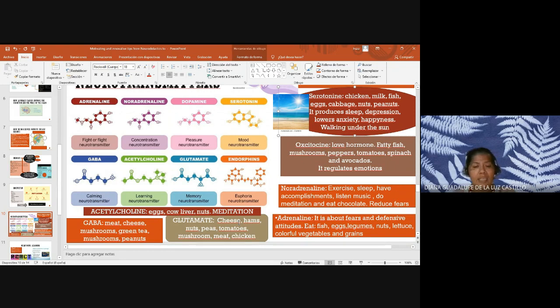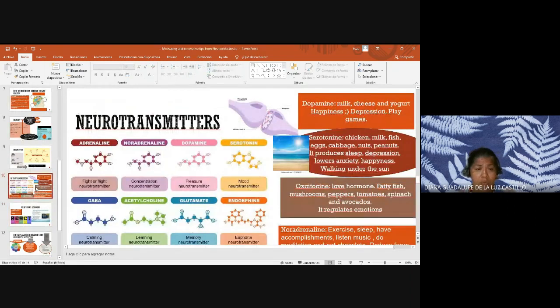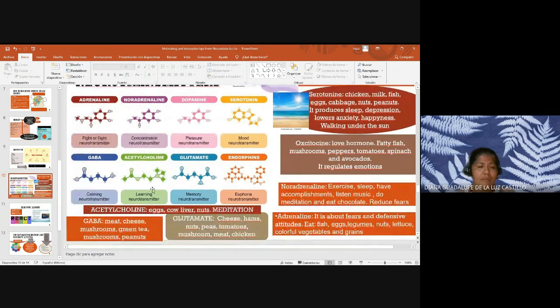We can get it by eating cheese, hams, nuts, peas, tomatoes, mushroom meat, and chicken. GABA is a neurotransmitter that is very important for learning and for concentration. So this neurotransmitter can be obtained with meat, cheese, and mushrooms.